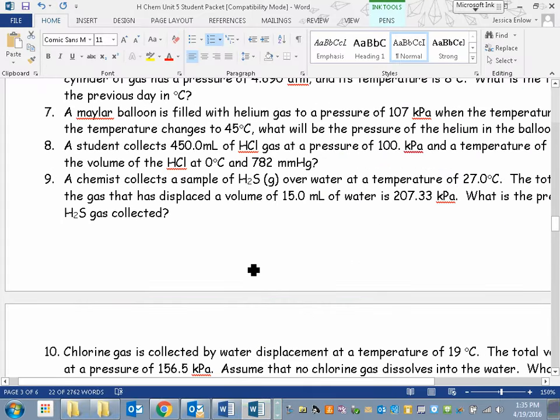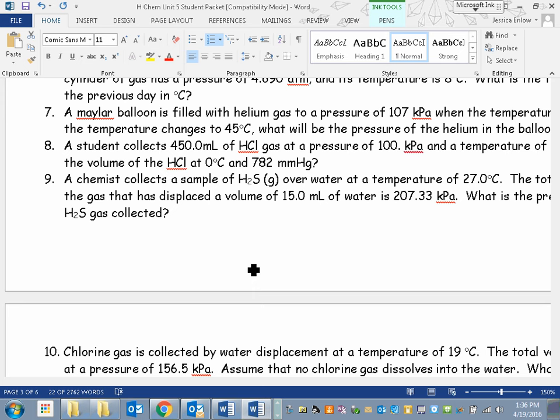So a chemist collects a sample of hydrosulfuric acid over water at the temperature of 27 degrees Celsius. That statement right there, over water at 27 degrees Celsius, is saying to you there's water vapor present inside of whatever they're collecting it in. So you have to find the water vapor pressure, like we did yesterday in the lab. They're everywhere. That is just something you can Google online.